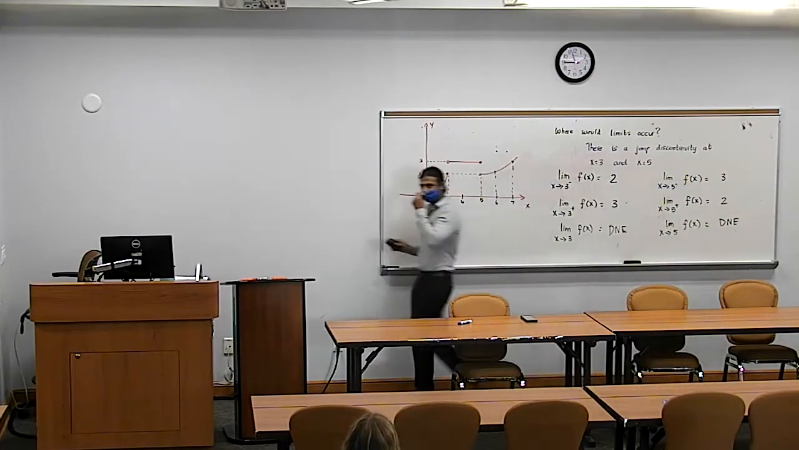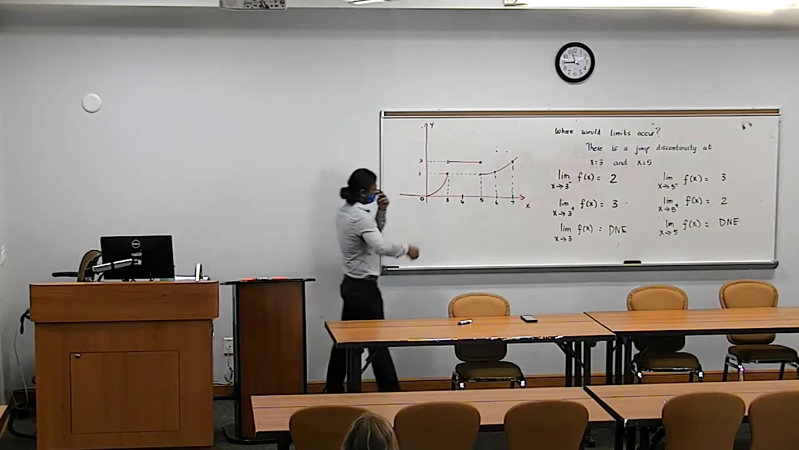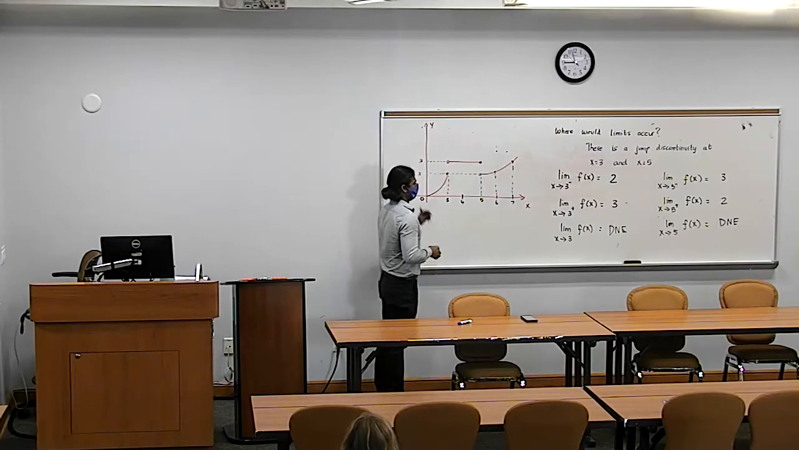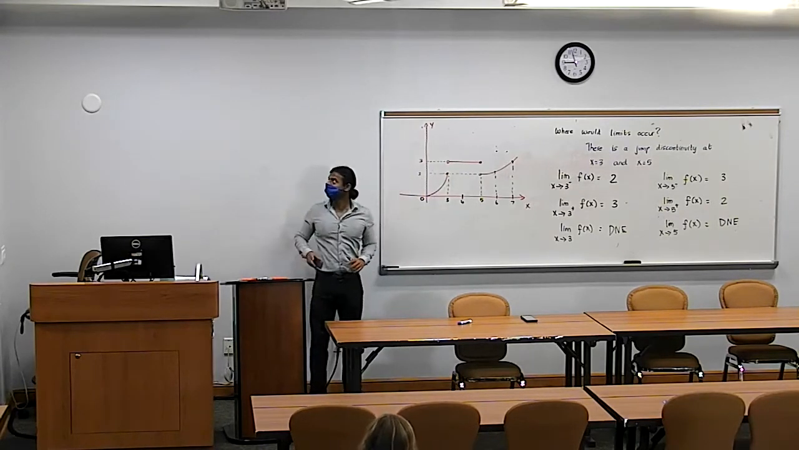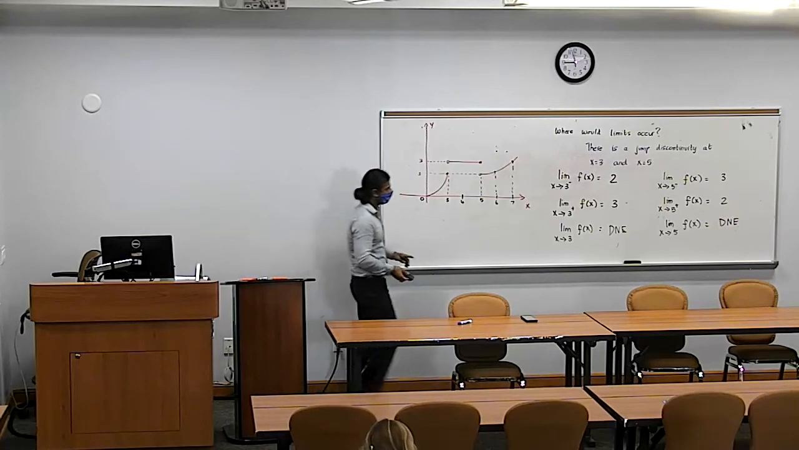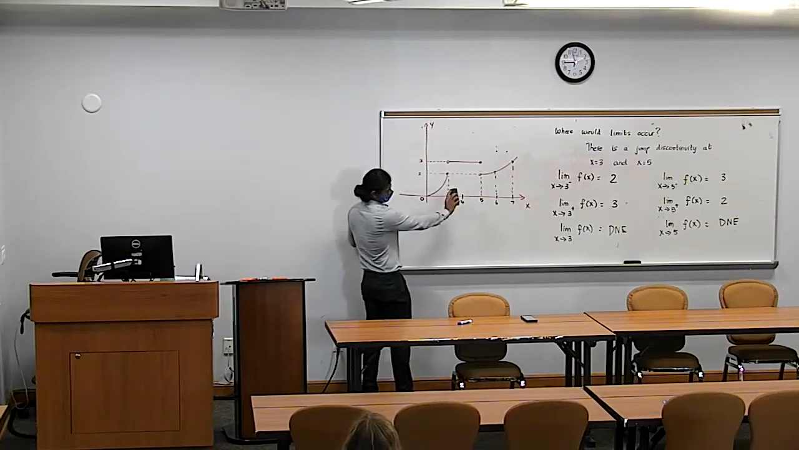Are we clear on how to find limits? So there are a few other problems that we can do in terms of limits. I'm going to complain again to IT because the projector's not working, the mic's not working. I'm gonna erase this.